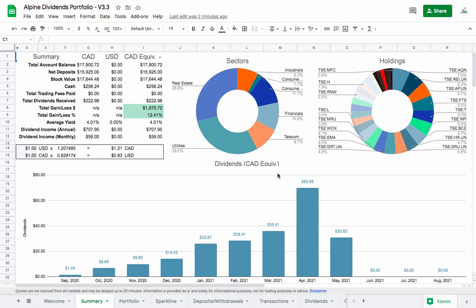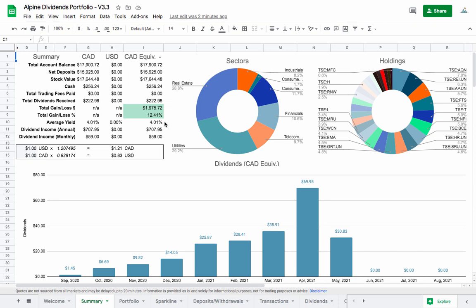So I've been going for about 9 months now, and my account balance, or actually my stock value, I find is a bit more meaningful, is sitting around $17,645. I've got $256 in cash today that I'm going to be spending in this video, but basically I'm up $1,975 for about 12.41%, which is great in 9 months. That's an excellent thing. That's a lot to do with the recovery that's been going on in the last year.